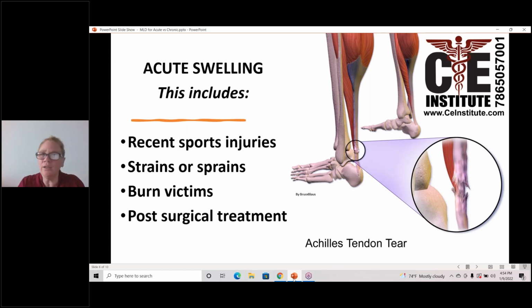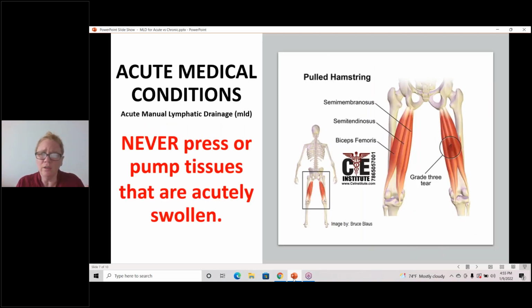Acute swelling is defined as resulting from things such as a recent sports injury, a recent strain or sprain of a joint, or burn victims who are just recovering from their burns. They could have significant swelling, especially with third-degree burns. Post-surgical treatments, if the body has been traumatized either with cosmetic procedures, orthopedic procedures, what have you, the body's response is going to swell to heal that traumatized tissue. That's an automatic response within the body.